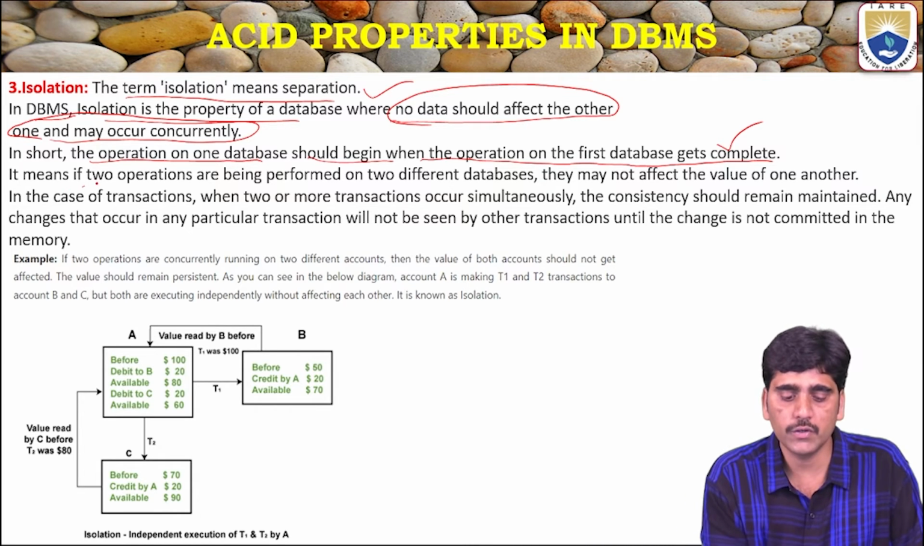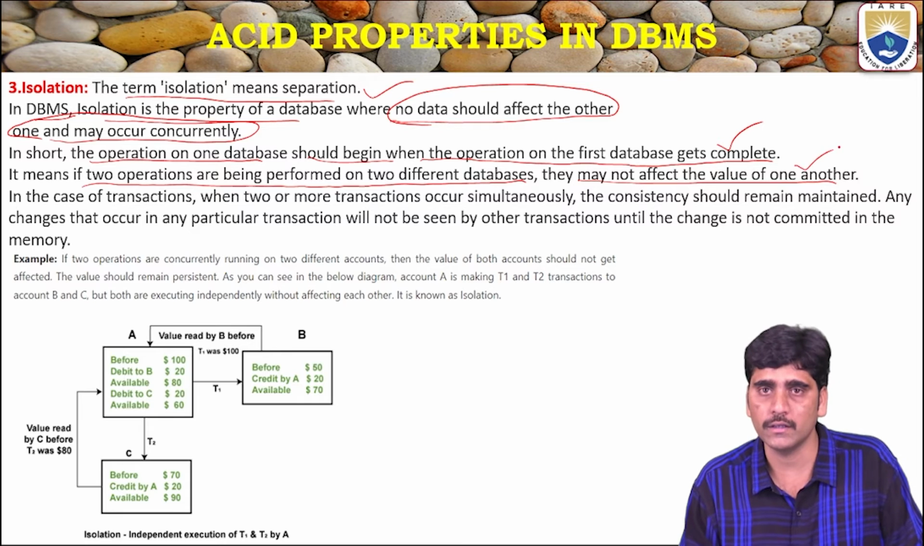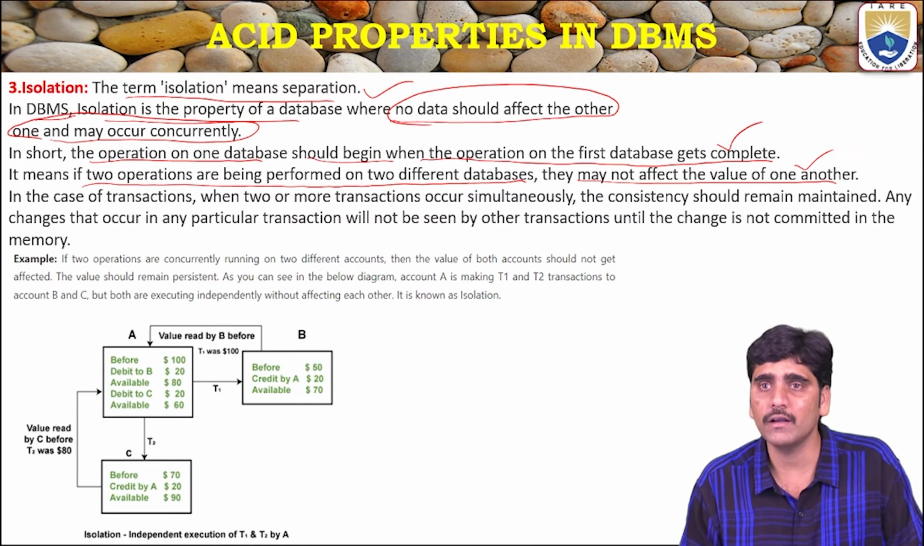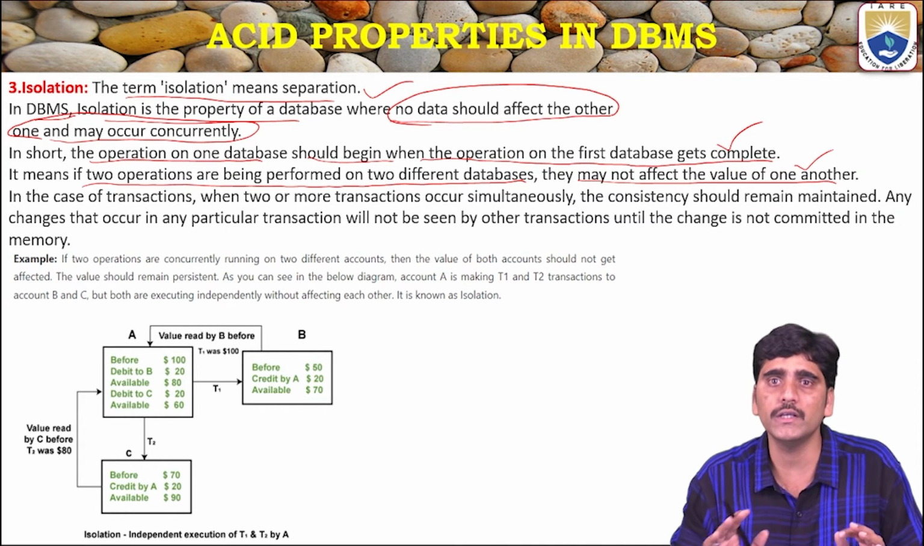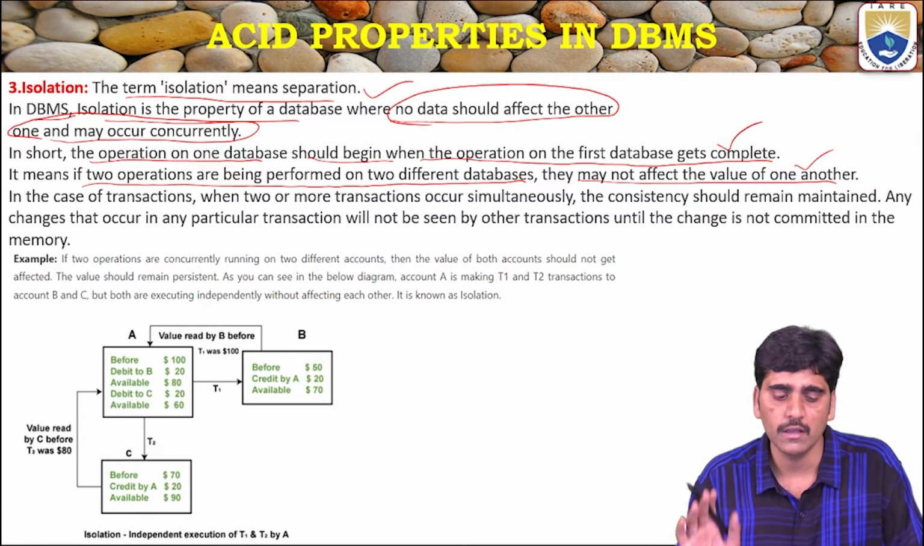It means if two operations are being performed on two different databases, they may not affect the value of one another. So when you are doing two transactions for multiple persons, they will not get affected from one to another. Each and every transactional operation should be separated. So the debit operation is separated, and the credit operation is separated.